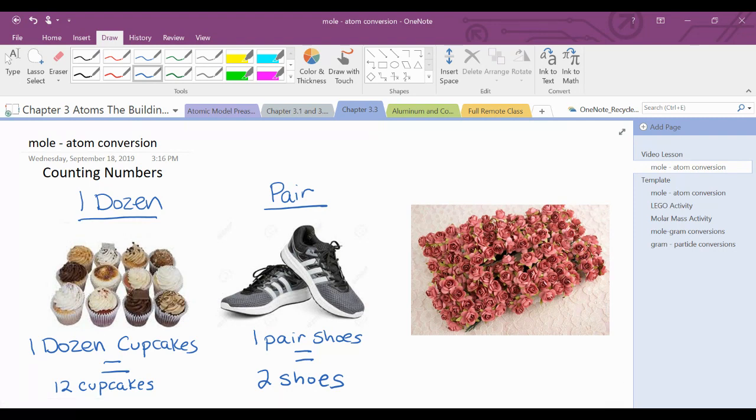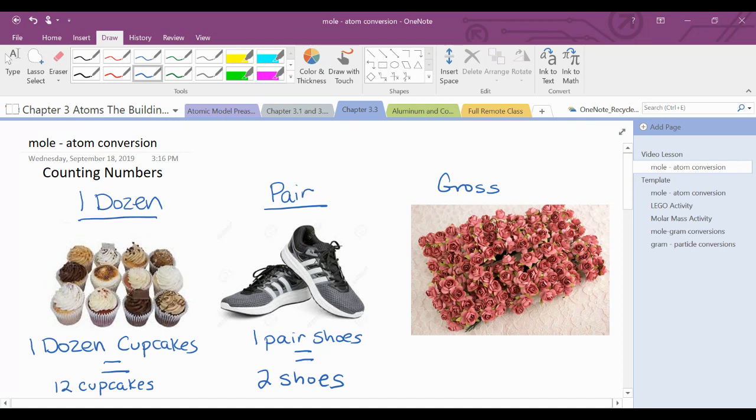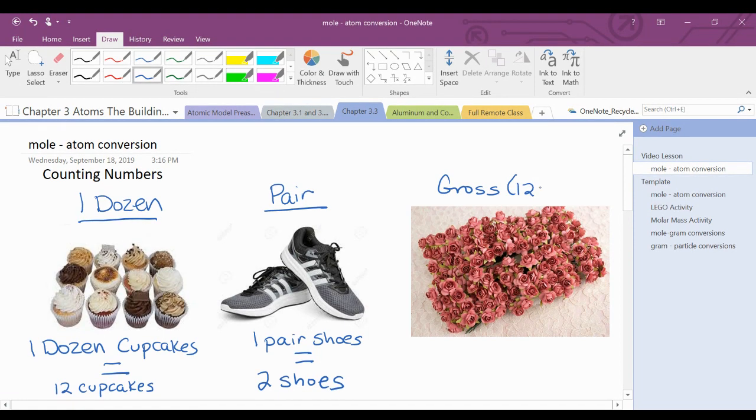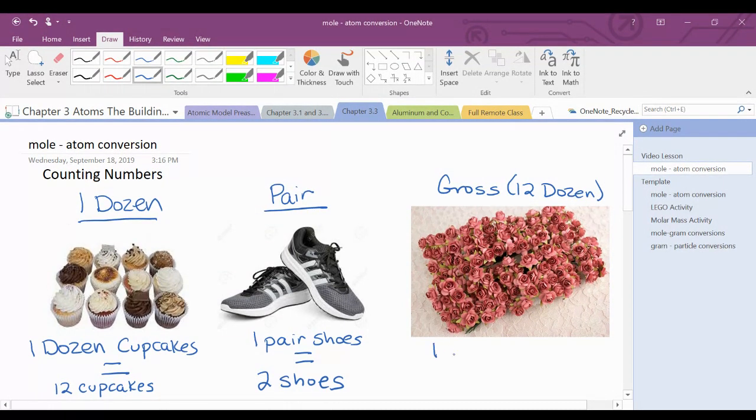Over on the right side, I have a picture of roses, and this is actually a gross. A gross may be a counting unit you're not familiar with, but a gross is 12 dozen. So in this picture, I have 1 gross of roses. And so that would mean I have 144, 12 times 12, 144 roses.